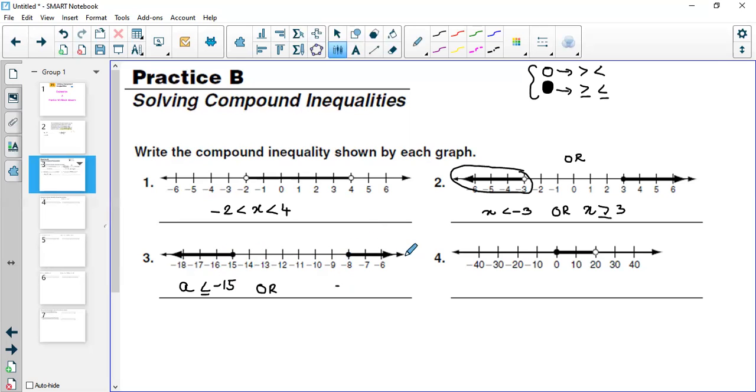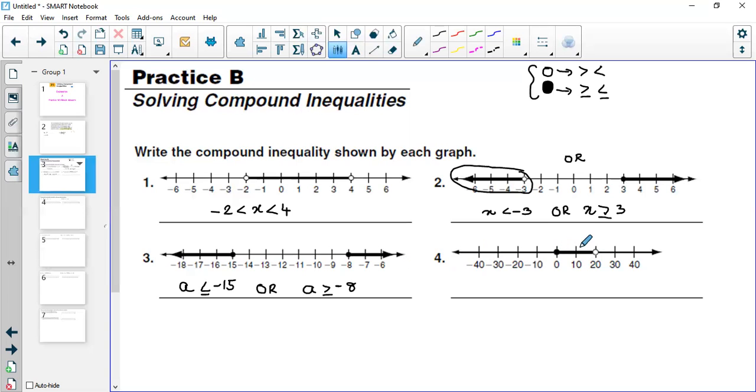And then how about this one? How am I going to write the inequality for this? You have to write A is greater or equal to -8, because it starts from -8 and it has been shaded, the circle is closed, which means it should be greater or equal to. Greater because it's going to the right and it's showing the numbers greater than -8. Right, now how about this?